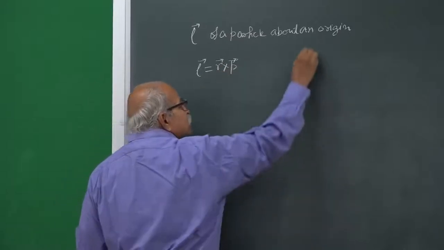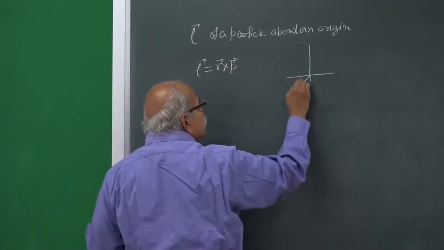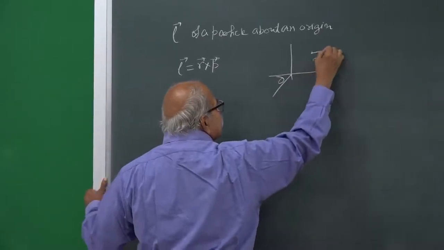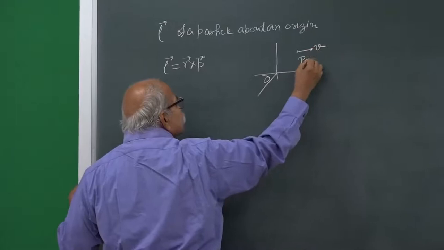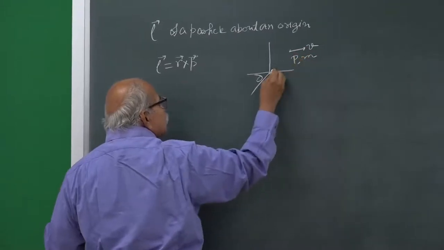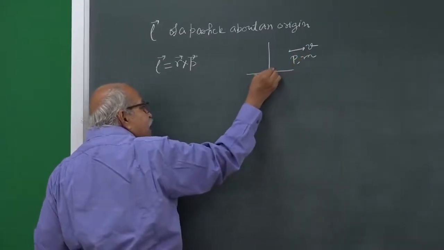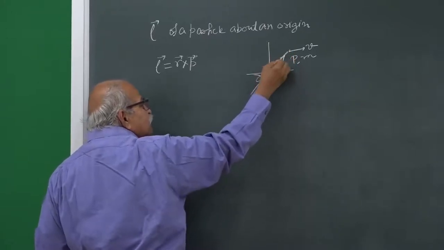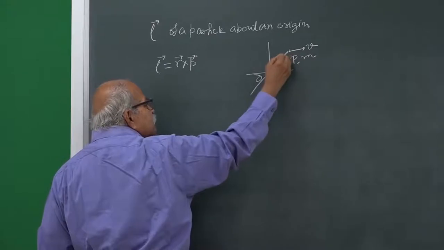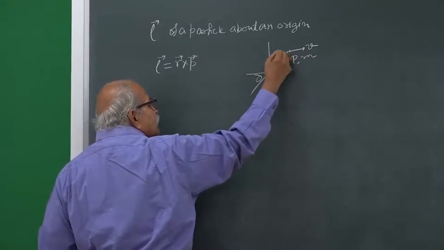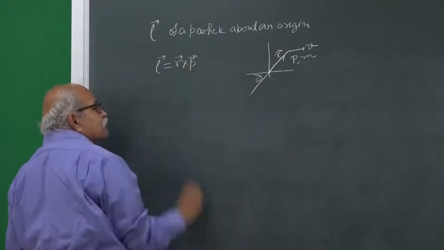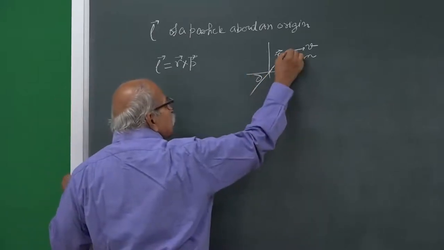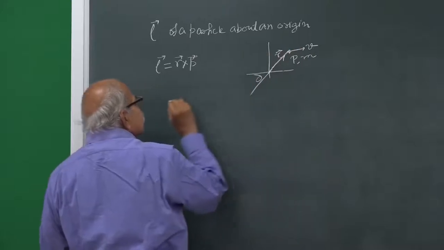What does that mean? You have an axis system, you have an origin, you have the particle somewhere here, and then the particle may be moving in some direction, its mass is m. At that instant, what is the position of the particle as seen from this origin, from this frame of reference? That is known as R vector, and P is the linear momentum, the mass of the particle times its velocity. So that is it.